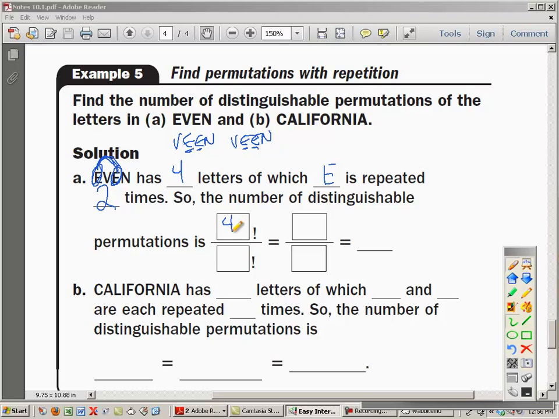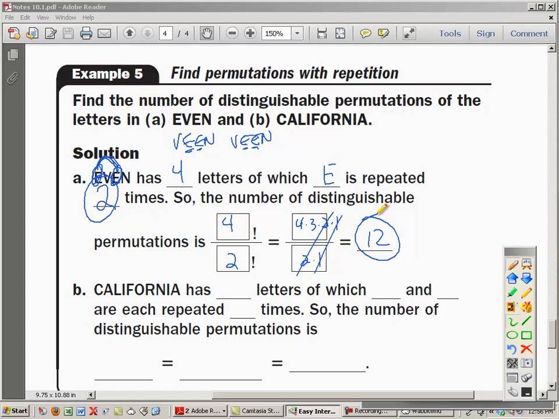and on the bottom we're going to multiply all the different combinations and how many times they're being repeated. So we have 1 letter that's repeated twice, and so that's 2 factorial. 4 factorial is 4 times 3 times 2 times 1. 2 factorial is 2 times 1. Cancel, cancel. I'm left with 4 times 3, which is 12. So there are 12 different combinations of the letters E, V, E, and N.